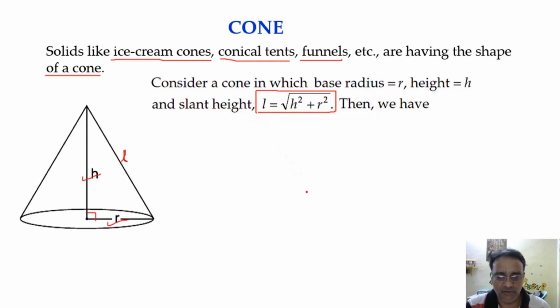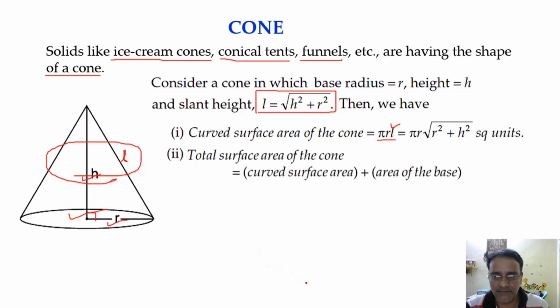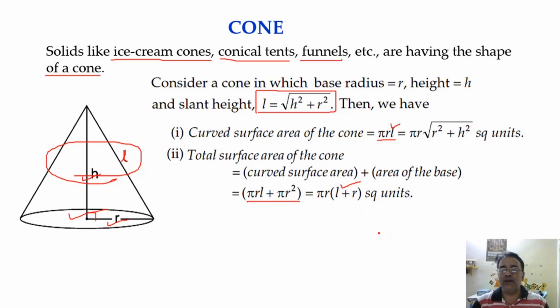Okay, so the curved surface area formula is pi r l, and the value of l we already know, that is root over r square plus h square. The total surface area is curved surface area plus area of base, that is pi r l plus pi r square. Taking pi r common, we get the total surface area formula, pi r into l plus r. Usually we write it as pi r into r plus l.